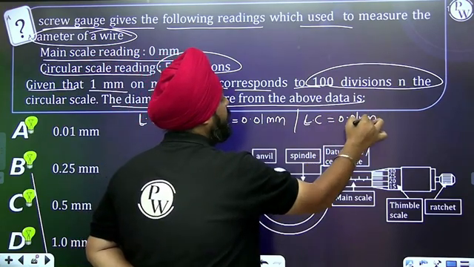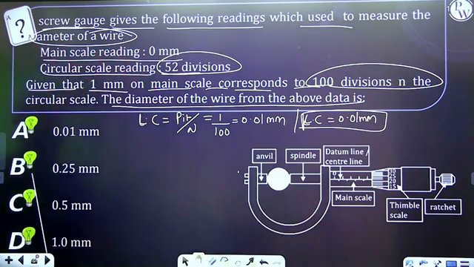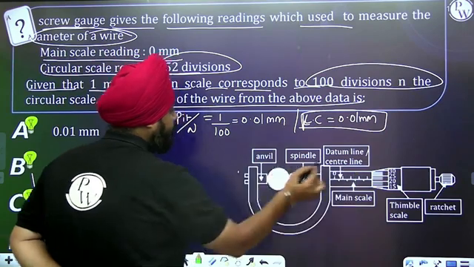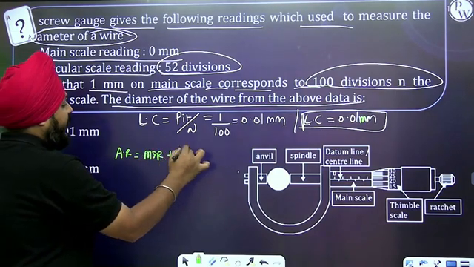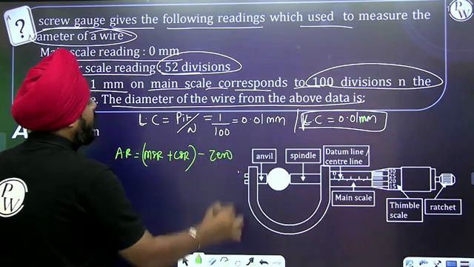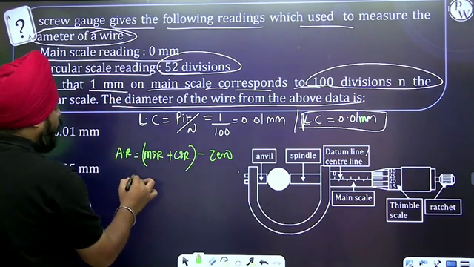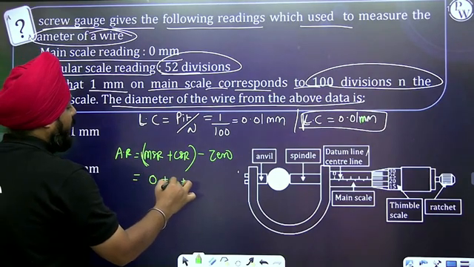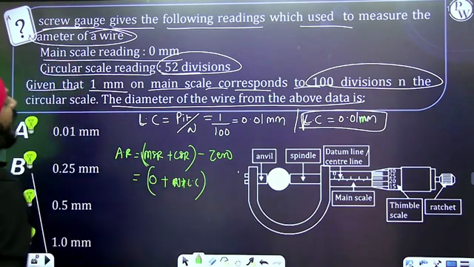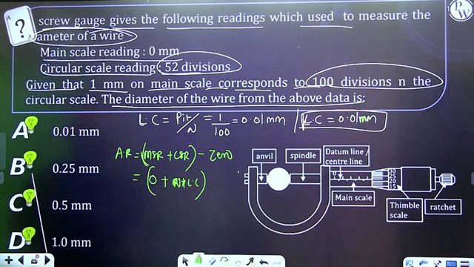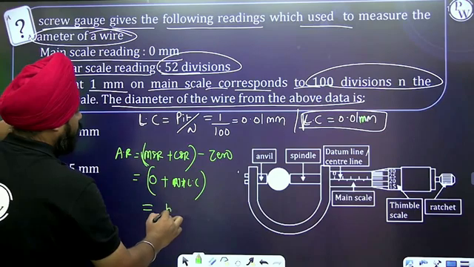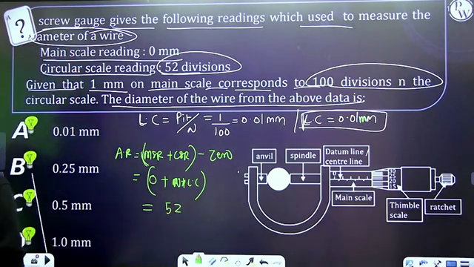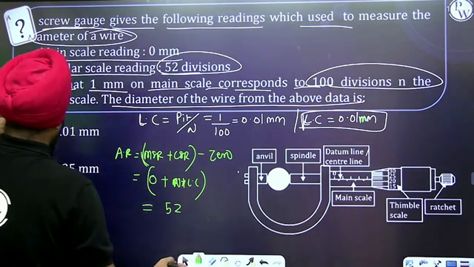0.01 mm, this will be the least count. Now what is the actual formula? Actual reading is equal to main scale reading plus circular scale reading, minus zero error. The main scale reading is given as 0. Circular scale reading is nth into the least count, minus zero error. Are we having any zero error? It is not mentioned, which means we do not have zero error. So it is going to be the number of divisions, 52, into the least count.